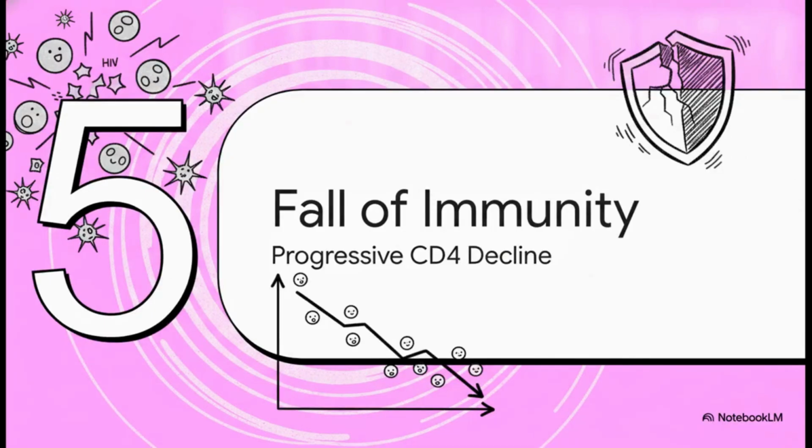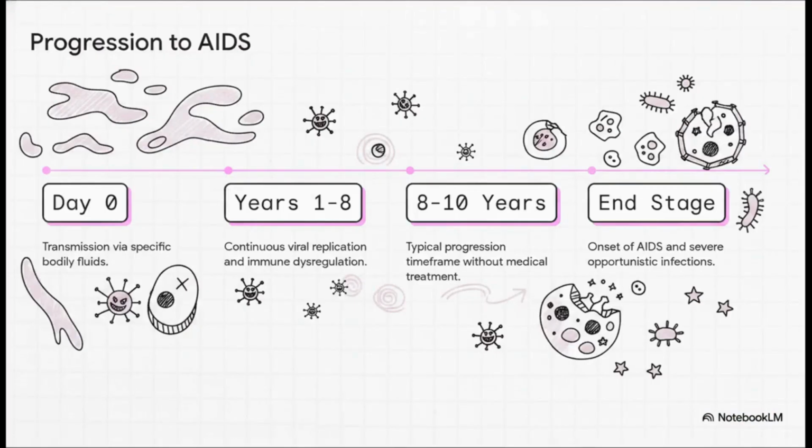Moving on to Section 5, the fall of immunity, progressive CD4 decline. Because of the success of this microscopic heist at the cellular level, it leads to a catastrophic collapse of the entire human immune system over time. Now, while the virus is absolutely not spread by casual contact like hugging or sharing food, its initial transmission at day 0 via specific bodily fluids triggers a truly relentless process.